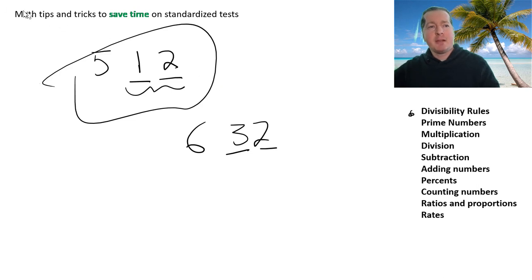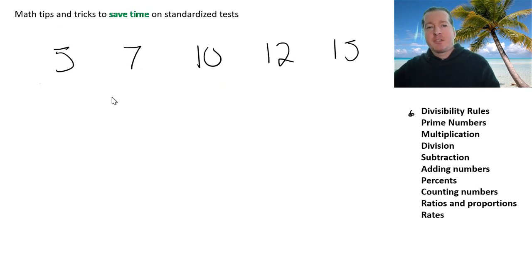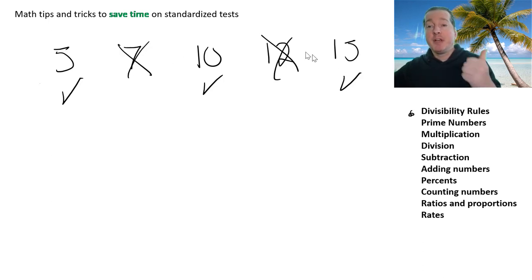How about divisibility by 5? Here I lined up some numbers here. If a number ends in a 5 or a 0, then it's divisible by 5. Now if it doesn't, so 7 not divisible by 5, 12 not divisible by 5. So if it ends in a 5 or a 0, divisible by 5.